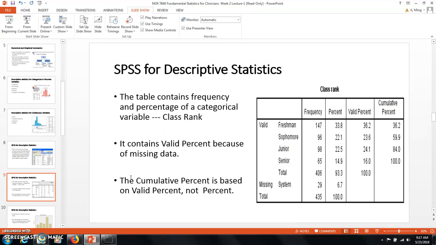So here's an example of a table. It contains frequency and percentage of a categorical variable, class rank. There's a column called valid percent. That is the percentage that also takes into account the missing data. And then the cumulative percent is actually based on the valid percent. So it gives you a good idea about how many observations fall in each category and what the percentage is relative to the whole sample.